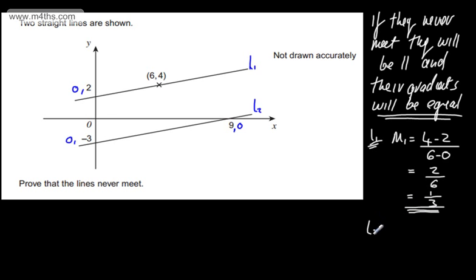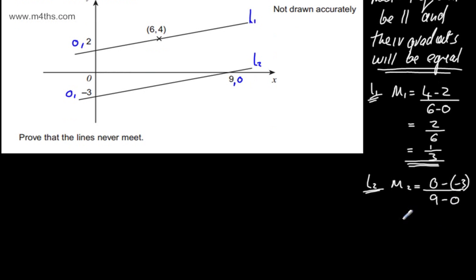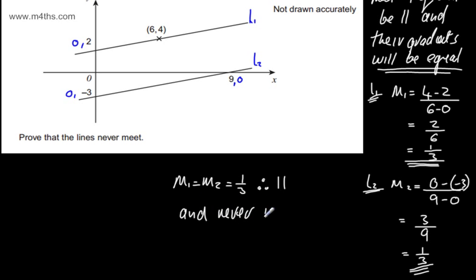Let's now go ahead and look at line 2. We can say M2 is the gradient of that line. The change in y is 0 subtract negative 3, over the change in x, which is 9 minus 0. In the numerator we've got 0 and we're subtracting negative 3, which will give us a positive, over 9, and we can simplify this to 1/3. We can write at this stage M1 is equal to M2, which is equal to 1/3, and using my notation, therefore they're parallel and never meet. That's a nice way to conclude that one.